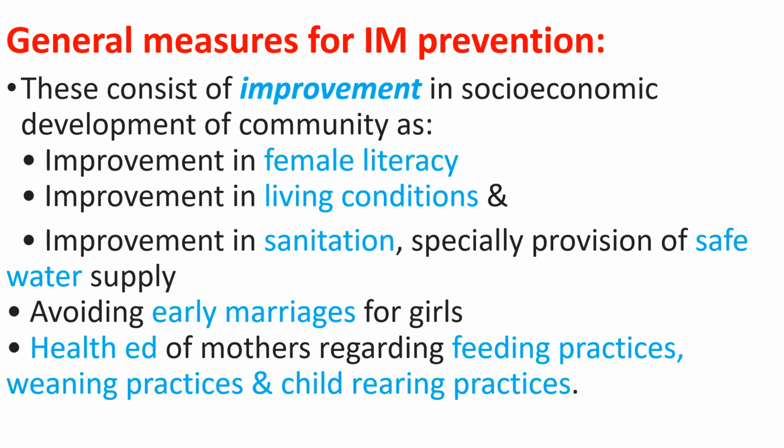General measures for infant mortality prevention. These consist of improvement in socioeconomic status, improvement in female literacy, improving living conditions and sanitation, especially safe water supply, avoiding early marriages for girls, and health education of mothers regarding feeding practices, weaning practices, and child rearing practices.